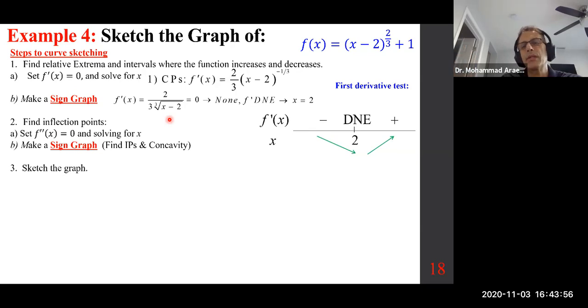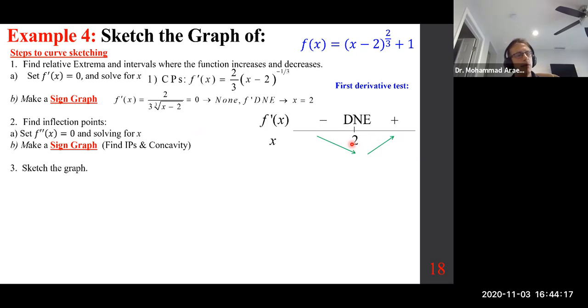Now notice what happens. To the left of 2, for example, 0. If I put 0 here, I hope you realize this is negative. Cube root becomes negative. The top is positive over negative is negative, and beyond 2 becomes positive. What does it mean? Look at the arrows.